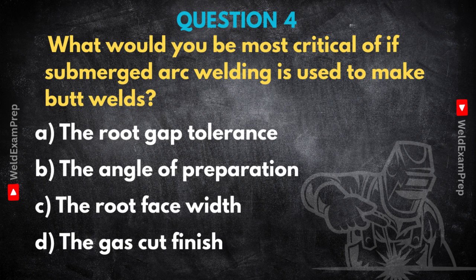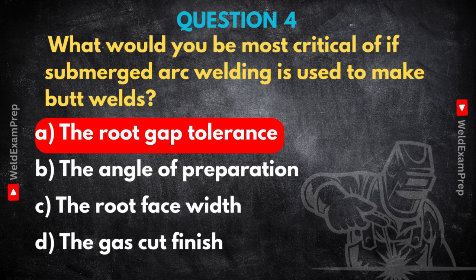Right, SAW is known for those high currents and deep penetration. And because of that deep penetration, the most critical parameter, especially for butt welds, is actually A, the root gap tolerance. The gap at the bottom of the joint. Why is that so critical for SAW specifically? Well, think about that high energy and deep penetration. If that root gap is even slightly too wide, you can easily get burn-through. Metal just falls right through the joint.